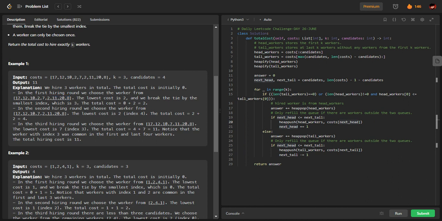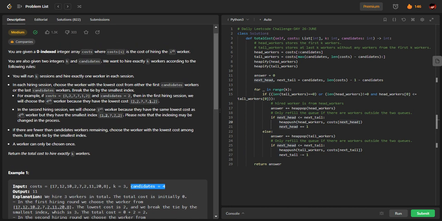Why are we taking four? This is where the four is coming from. This is the given input to us. What we are doing is taking the first four candidates and the last four candidates. Then what do we have to do? Let's see the question. This is the given array, candidates equal to 4.